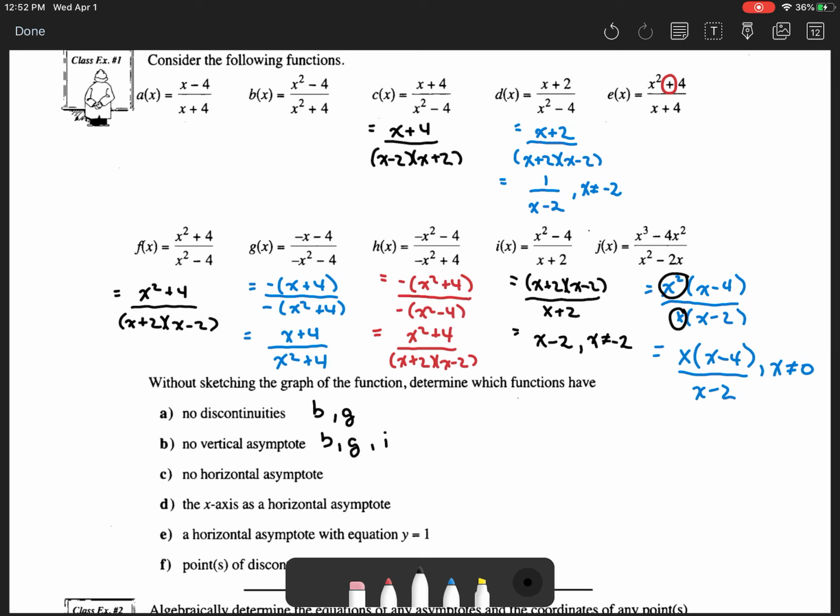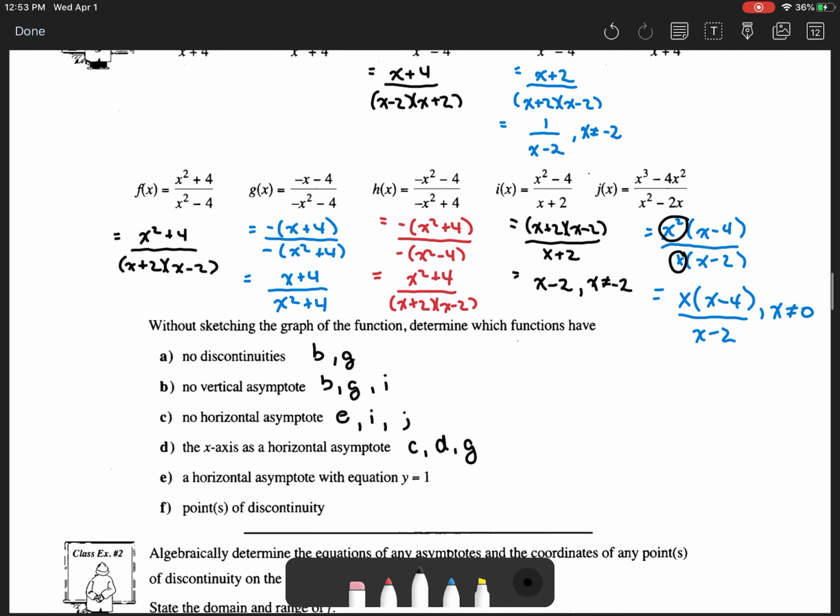Okay. c, no horizontal asymptotes. So when we're doing that, we're comparing degrees of numerator and denominator. So we're looking for where the numerator is larger than the denominator. In that case, that's going to be e, i, and j. Those are the three where the degree of the numerator is larger than the degree of the denominator. For d, I want to know where the x-axis, or the line y equals 0, is the horizontal asymptote. So in that case, we're looking for where the degree of the numerator is less than the degree of the denominator. So those will be c, d, and g.